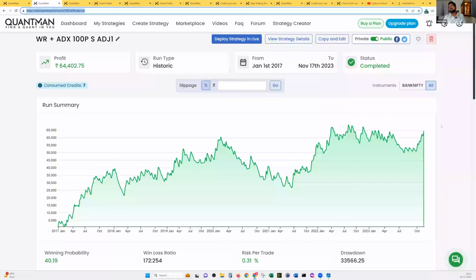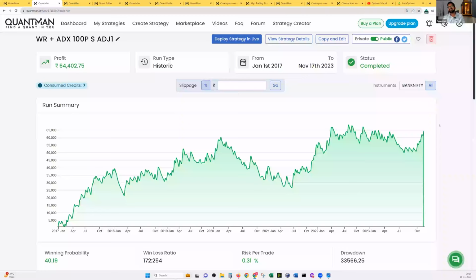Nifty PE, you want a video on Nifty PE? Nifty PE is one of the very, very worst things. Actually, I lost 1 lakh rupees in the last 2 months in Nifty PE. So Nifty PE is going beneath.